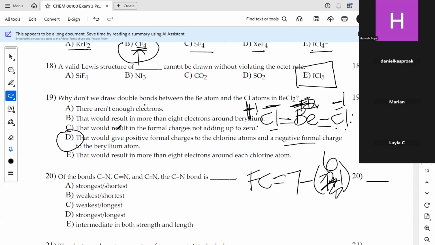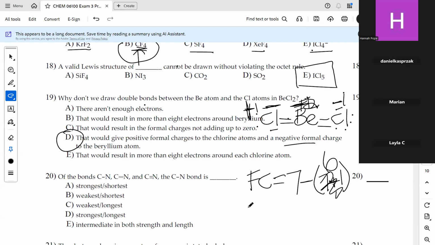So answer choice D. Whenever you're asked whether this is the best Lewis structure, the answer probably includes something to do with formal charge. Even if you don't calculate it, you can still find the answer choice that includes formal charge.